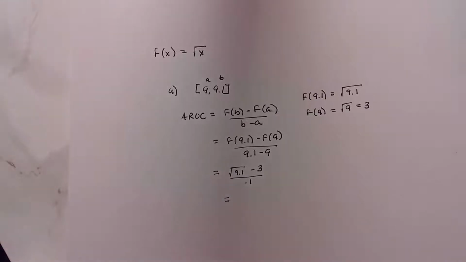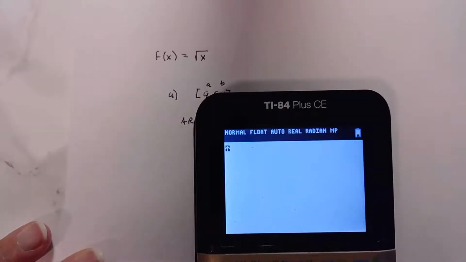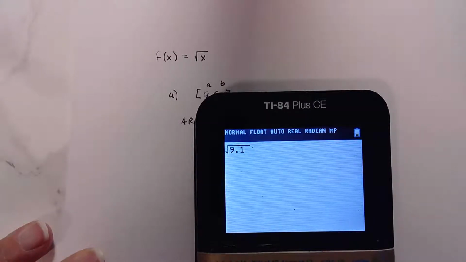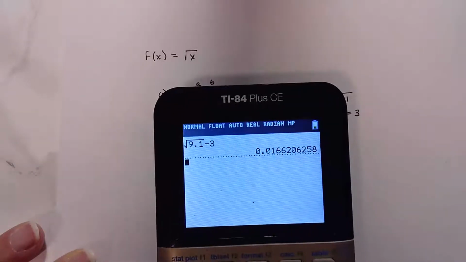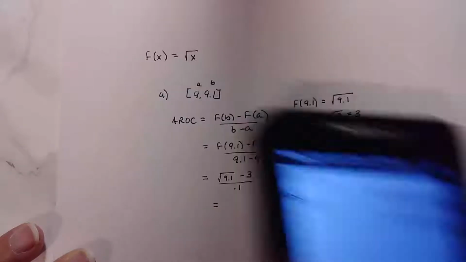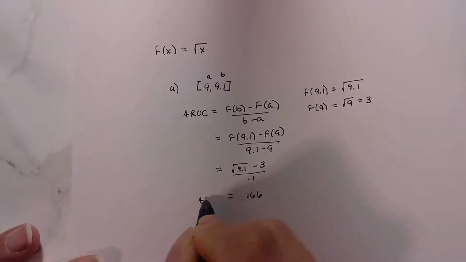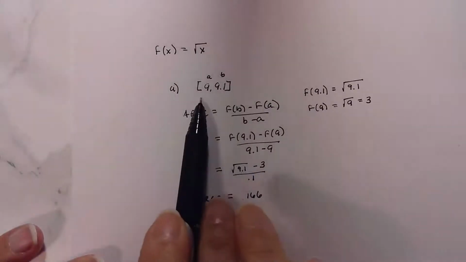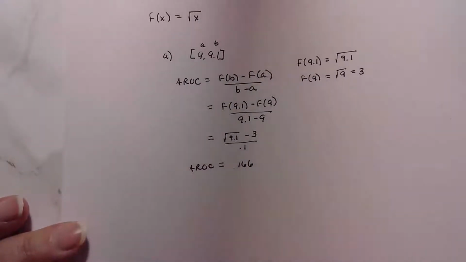Okay. So, using my calculator, if I compute root 9.1 minus 3 and hit enter, I get this number here, and then I have to divide that by 0.1. So divide by 0.1, and we get 0.166. So the average rate of change over the interval from 9 to 9.1 is about 0.166.